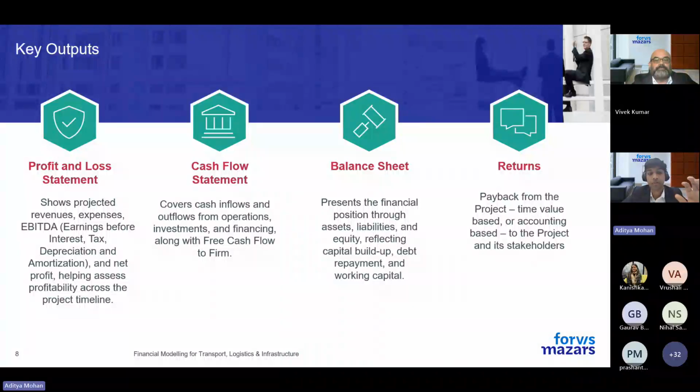Then finally, you calculate the return. So this output includes key metrics like internal rate of return, net present value, payback period, and financial ratios like DSCR, ROCE, and ROE. Now, these are essential to evaluate how attractive the project is to both equity and debt stakeholders. When doing your financial modeling, it's important that these outputs should be output only, which means there's no input in here.